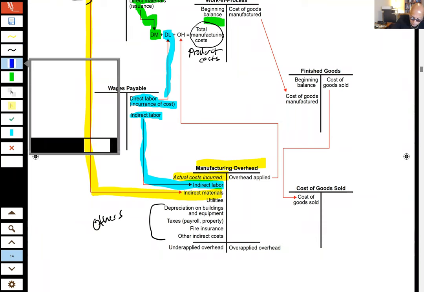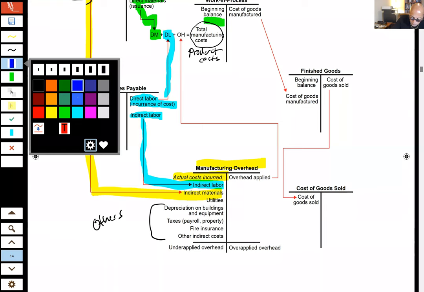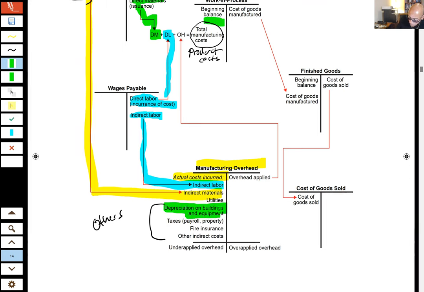Depreciation. Let's see what I can do. Let's use this light green here. We have the depreciation on what? On factory building and equipment, right? We have taxes on the factory, insurance on the factory, other indirect costs. And I think it probably would have been worthwhile for them to include here a good example, even though we have a flashcard on the others: utilities. Okay, that is another good example there. Those are the others.